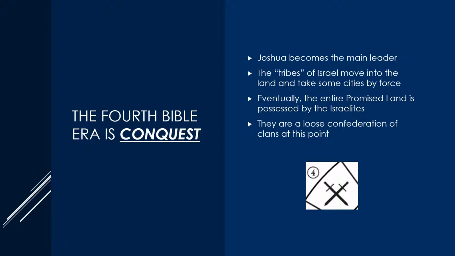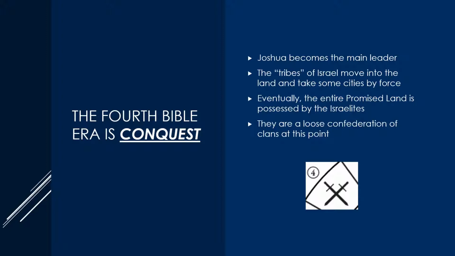And so these 12 tribes of Israel move into the land and discover that they are going to need to fight for their lives and that they're going to need to take some of the cities by force. By and large, God blesses them. Certainly, God always blesses them when they listen to God's will. There are some stories in this time period where the people of Israel still decide that, well, maybe they could try a couple of things their way. And those are stories where the conquest doesn't go so well. But eventually, the entire promised land is possessed by the Israelites.